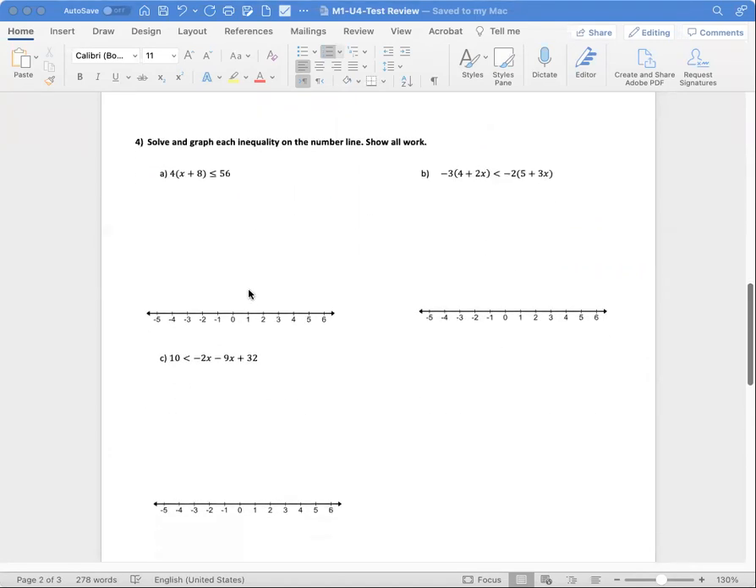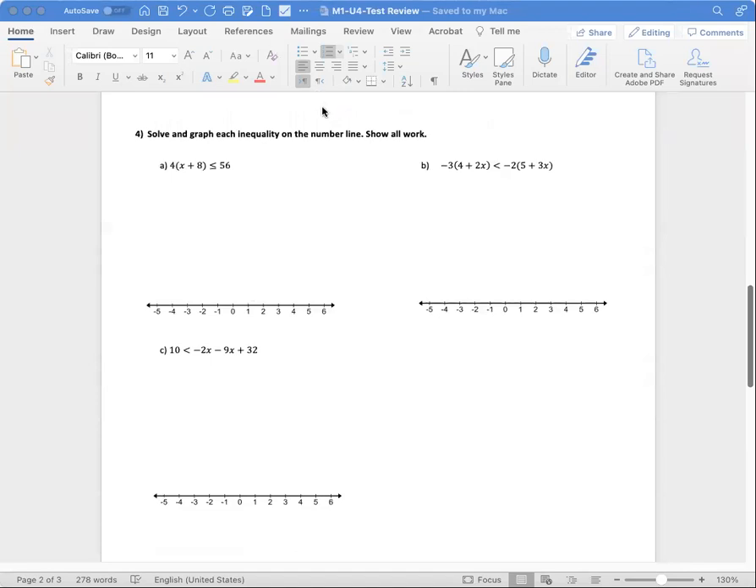Number 4, the question says solve and graph. So here you're solving and graphing. Not only are you solving, and they're inequalities, right? Look at them. They're not equations anymore. They're inequalities. So solve and graph. Starting with the first one, step 1 will be to distribute the 4. You can distribute the 4, or if you don't want to distribute the 4, you can see if you can divide both sides by 4.